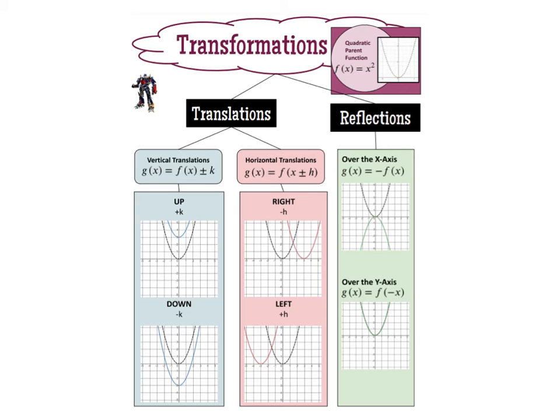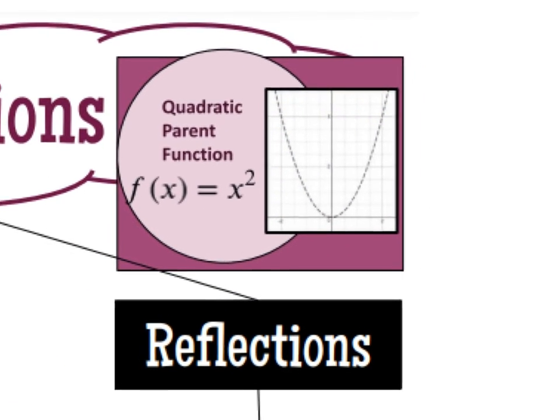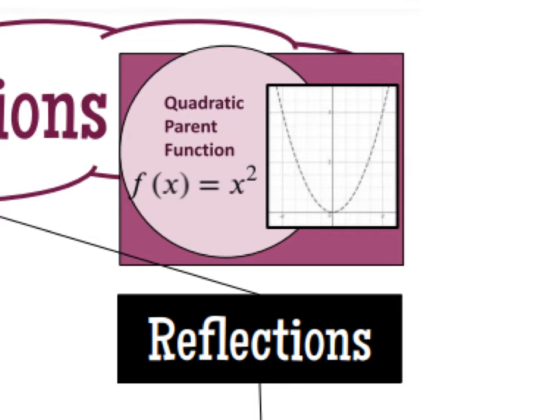All right, so transformations, like I said, can apply to any function, but we're going to look specifically at quadratics to look at how we can take the parabola, which if you remember, that's the name of that little U shape, and change it in certain ways. All parabolas are related to each other. In fact, they're all related to this guy right here. This is called the quadratic parent function.